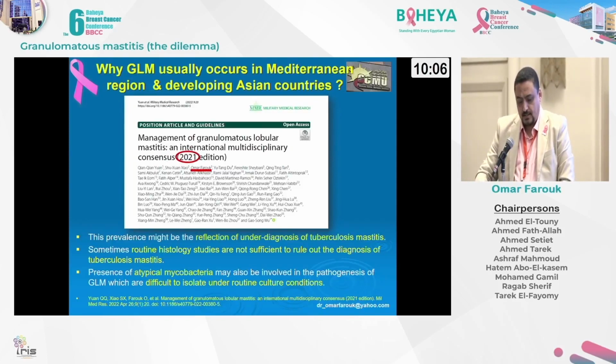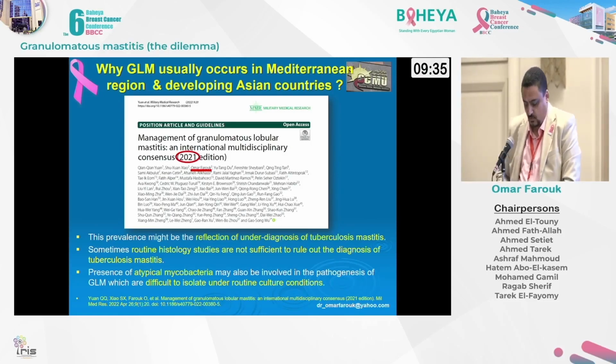Our colleagues in this international multidisciplinary consensus asked why granulomatous lobular mastitis usually occurs in the Mediterranean region and developing Asian countries, and our answer is that the prevalence may be a reflection of underdiagnosis of TB mastitis. Sometimes routine histology studies are not sufficient to rule out the diagnosis of TB mastitis. Also, the presence of atypical Mycobacterium may be involved in the pathogenesis of the disease, which is usually difficult to isolate under routine culture conditions.